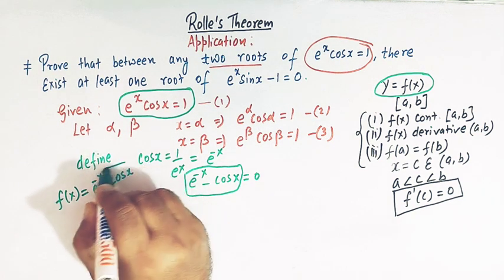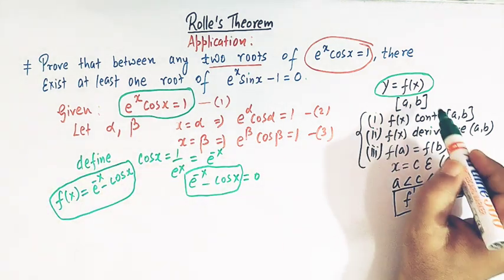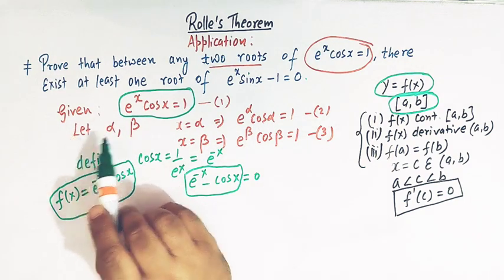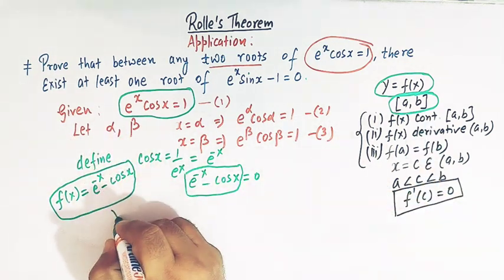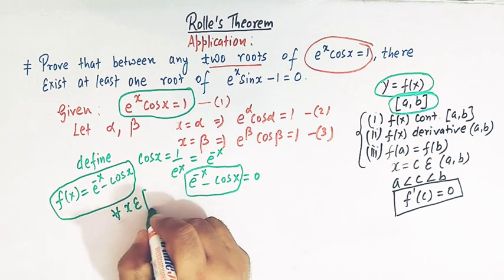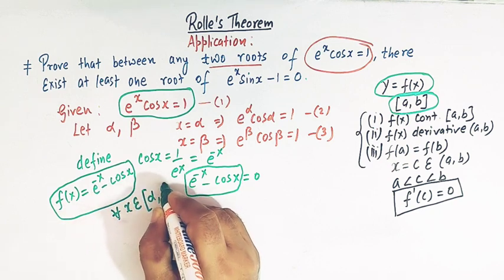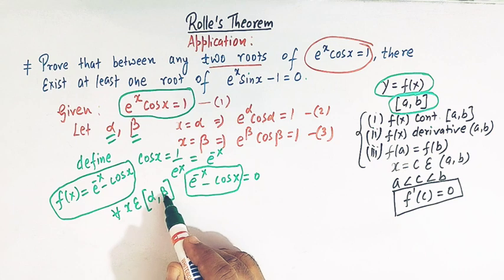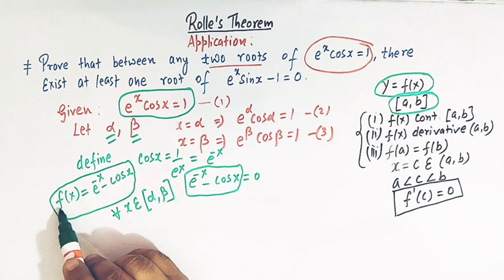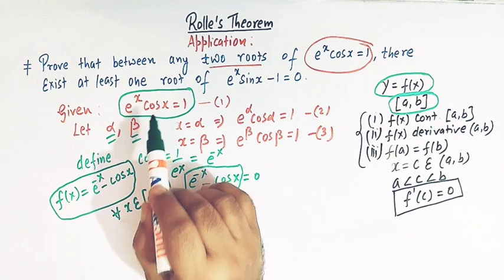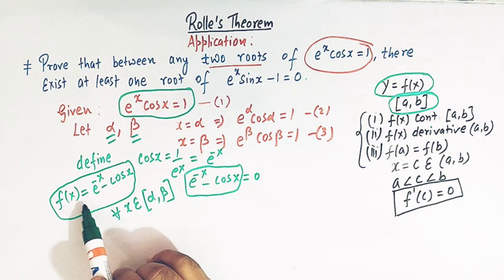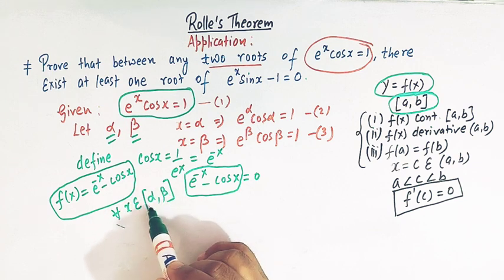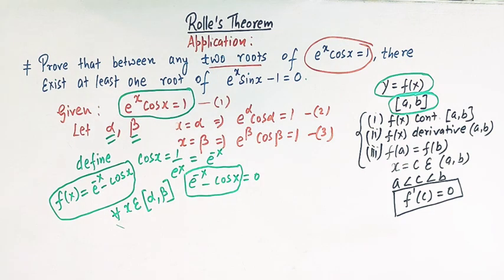So now we have defined this function, and now we need to define the interval. What we will do, we'll take the interval as x belonging to the closed interval alpha comma beta. So we'll use these two roots as the endpoints of the interval. So we have defined f of x using this equation, and then we have the interval, that is for all x belonging to this interval alpha comma beta.